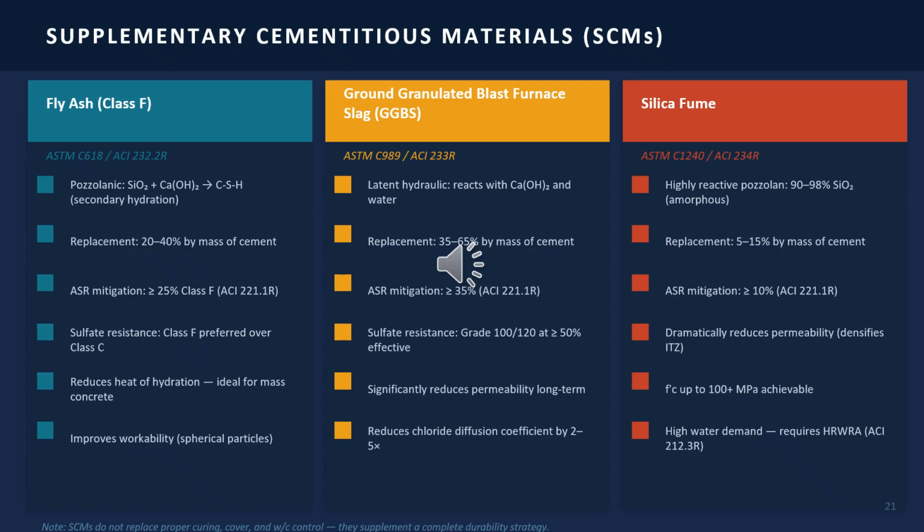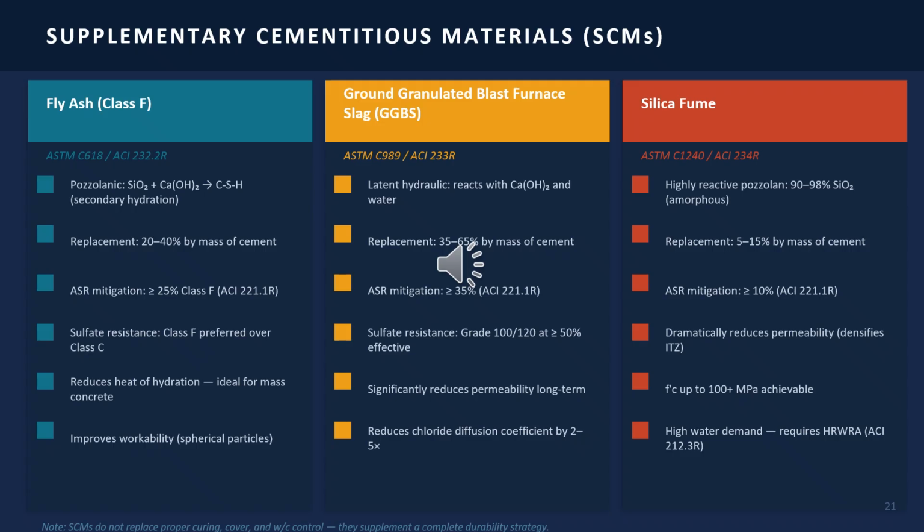Now, ground granulated blast furnace slag, or GGBS. It is a latent hydraulic material, meaning it doesn't react significantly with water alone, but activates in the presence of calcium hydroxide released by cement hydration. It's classified under ASTM C989 in grades 80, 100, and 120, with grade 120 having the highest reactivity.